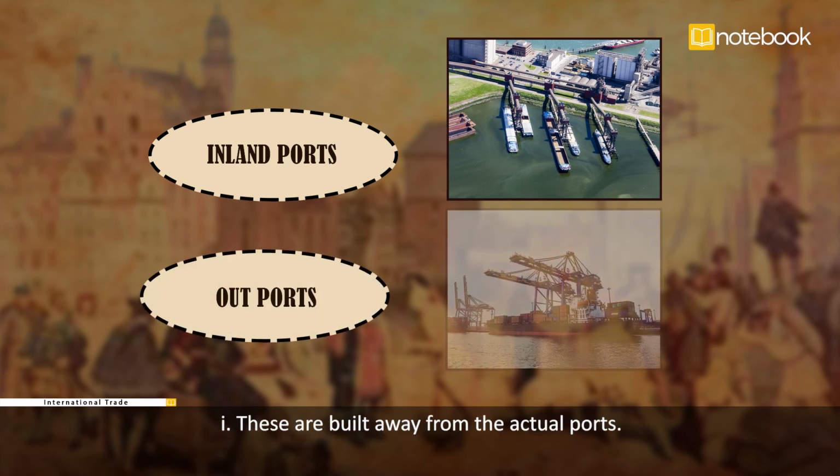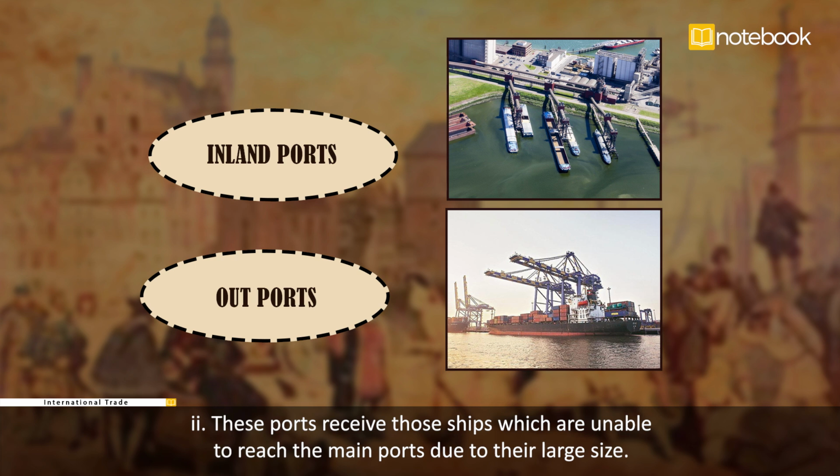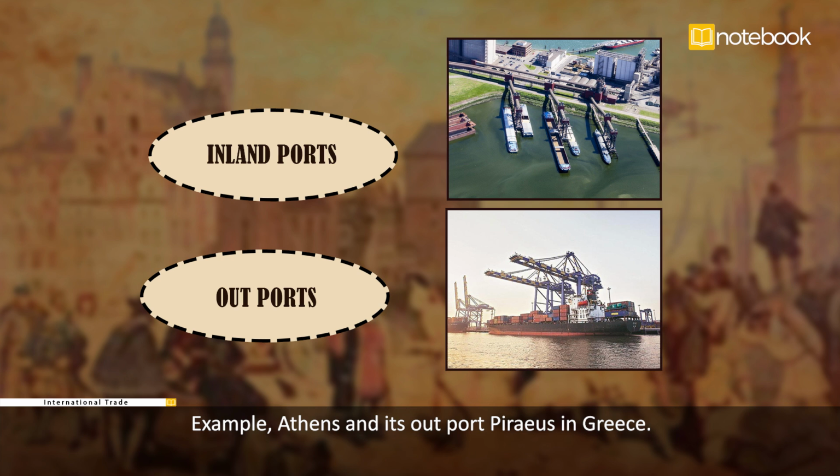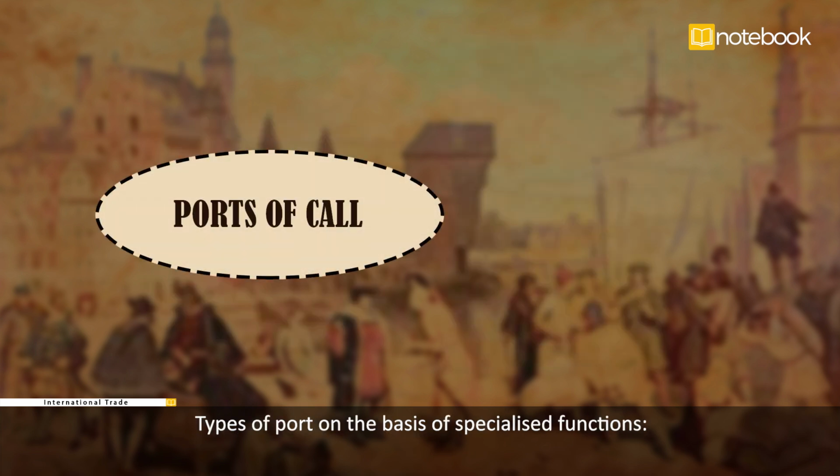Outports. These are built away from the actual ports. These ports receive those ships which are unable to reach the main ports due to their large size. Example, Athens and its outport Piraeus in Greece. Types of ports on the basis of specialized function.